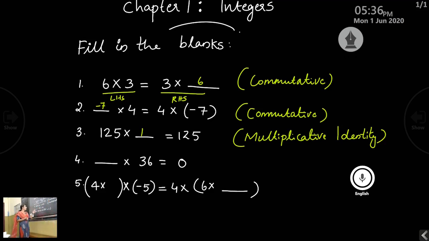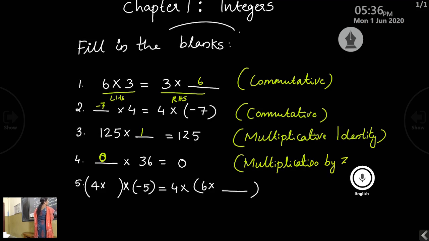Next one, dash into 36 is equal to 0. Which number should be multiplied by 36 to get answer 0? That is 0 only. Which property? Multiplication by 0.